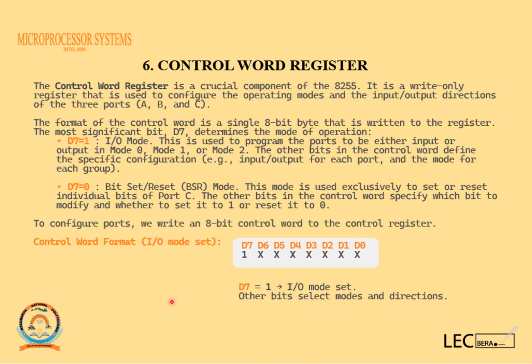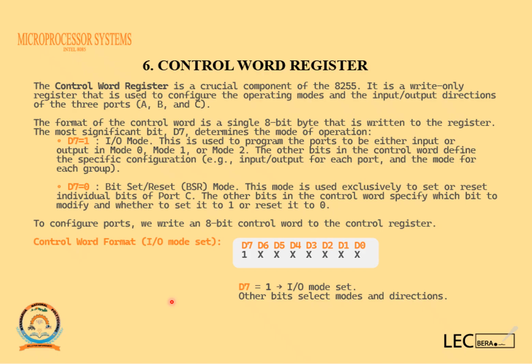Now, the control word register is a crucial component of the 8255. It is a write-only register that is used to configure the operating modes and the input-output directions of the 3 ports A, B, and C. The format of the control word is a single 8-bit byte that is written to the register. The most significant bit, that is D7, determines the mode of operation.